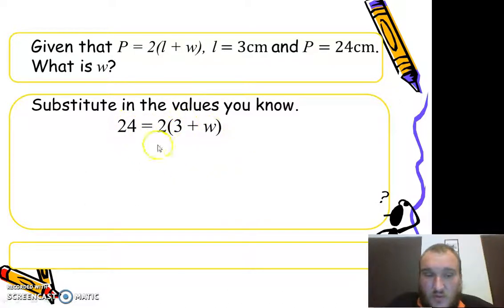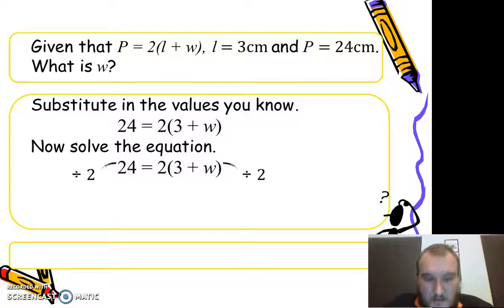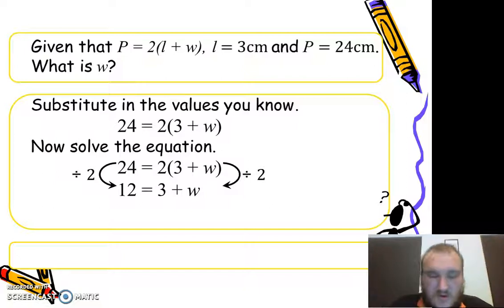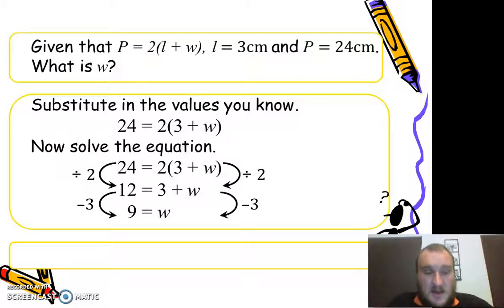So what we're going to do is, if you're looking at this, 24 equals 2 outside the brackets 3 plus W, we need to get rid of this 2. We've timesed by it, so to undo that we're going to divide by 2. So then we're going to get 24 divided by 2, 12 equals 3 plus W, because we've now eliminated that. Then what we have to do is take 3 from both sides to get rid of the 3 there. And we get W equals 9, so W equals 9 centimeters.